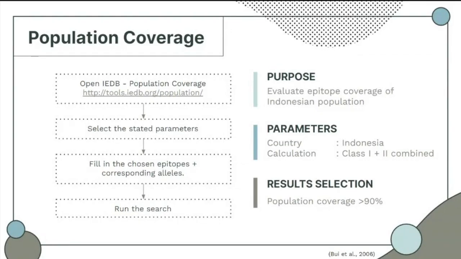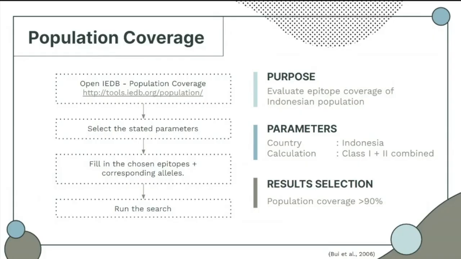And after the generation and the selection of the epitopes, we're conducting the population coverage analysis to evaluate the selected epitope coverage of the Indonesian population. For this process, we're using the IEDB web server, specifically the population coverage tool. And for several parameters, we change the parameters, including the country. Since we're going to analyze the coverage of the Indonesian population, the country selected will be Indonesia. And for the calculation selection, the population coverage analysis will be combining the class 1 MHC molecules and class 2.